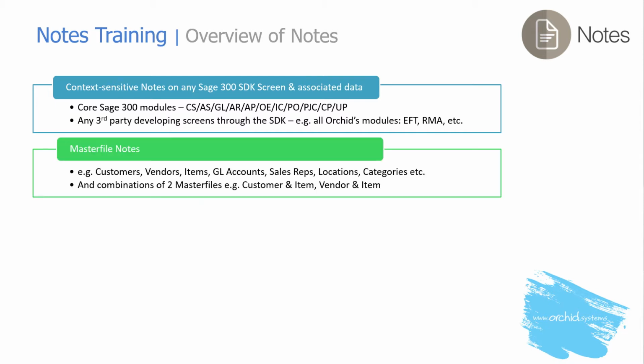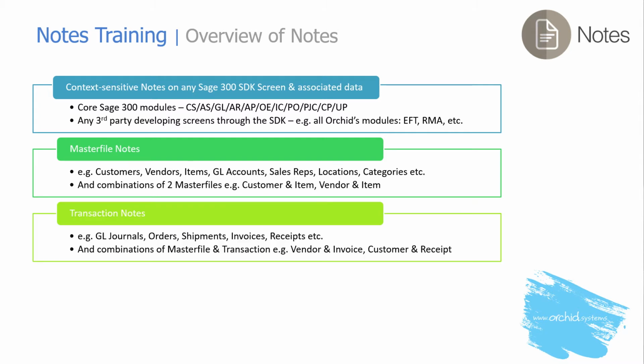You can attach notes at the master file level, for example, customers, vendors, items, general ledger accounts, sales reps, locations, categories. And you can attach notes at combinations of two master files, for example, a note that is specific to a particular customer and a particular item, or a particular vendor and a particular item, any two master files.